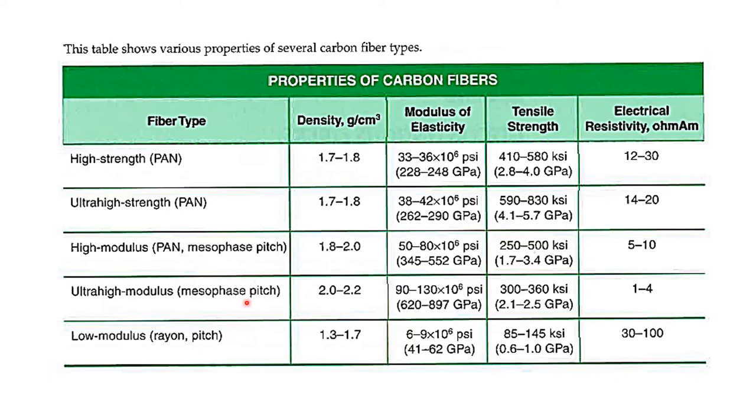So look at that, it's directly proportional to your density. If you have a low density, that's low modulus, and at our level we see the rayon and pitch. High density is ultra high modulus, and at our level that's mesophase pitch. Do the same thing: spot the max and the minimum, then connect it to your fiber type and try to understand what's out there.